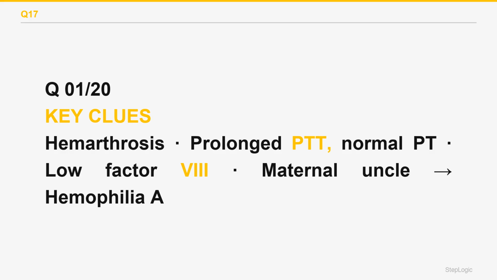Factor 8 is part of the intrinsic pathway, so its deficiency prolongs the PTT, while the PT, extrinsic pathway, stays normal. The platelet count and bleeding time are normal because primary hemostasis is intact. The problem is the coagulation cascade. So patients have deep bleeding: hemarthrosis, the swollen knee, muscle hematomas, and prolonged bleeding after procedures. A mixing study corrects, confirming a factor deficiency rather than an inhibitor.